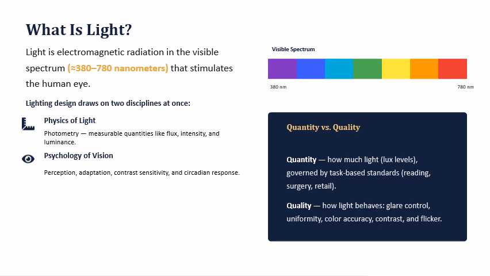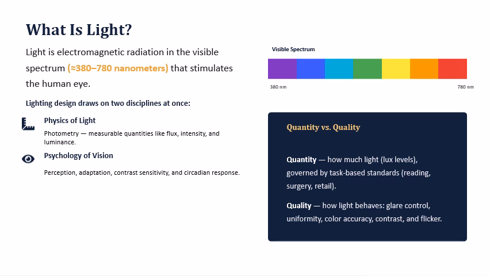Then lighting design draws on two disciplines at once. The first is the physics of light, and the second is the psychology of vision. Based upon the physics of light, it is photometry, that is measurable quantities like flux, intensity and luminance. Based upon the psychology of vision, it is perception, adaptation, contrast sensitivity and the circadian response.